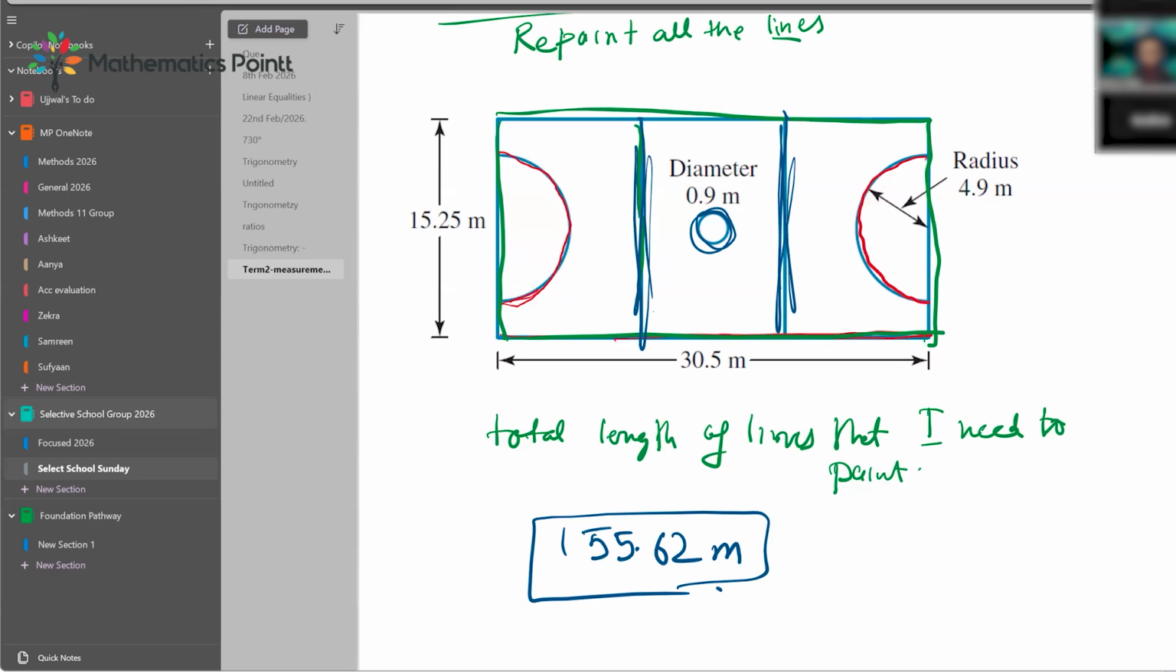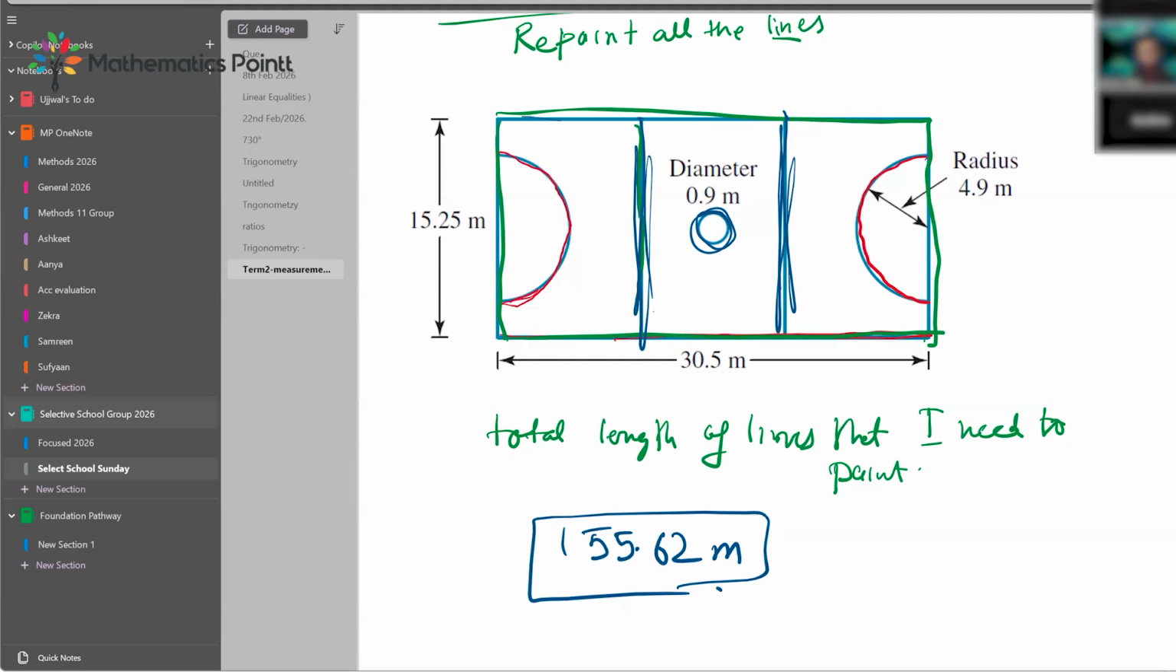That wasn't difficult at all. Has everyone got how to deal with this problem? Right? Yes. 155.62 is the right answer. Good.